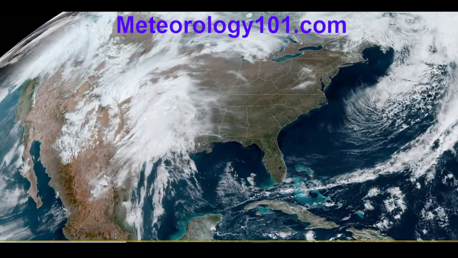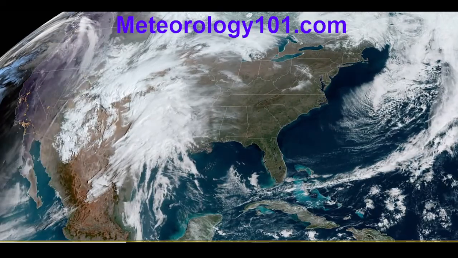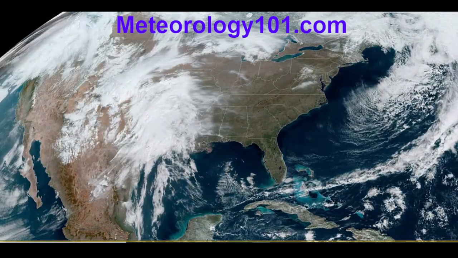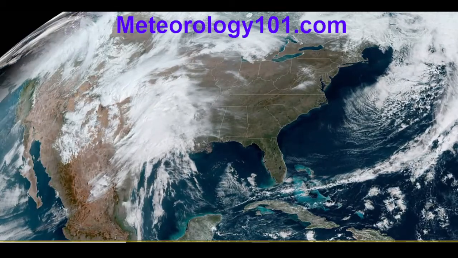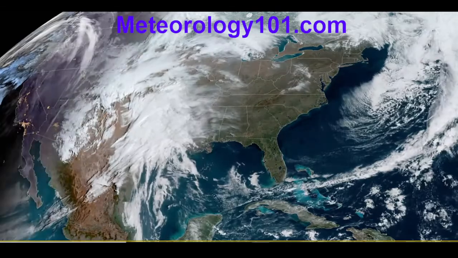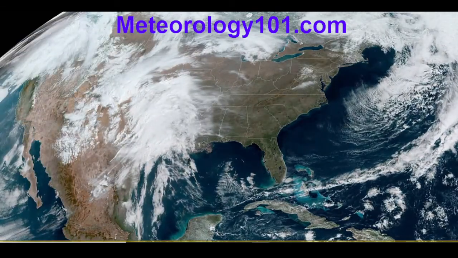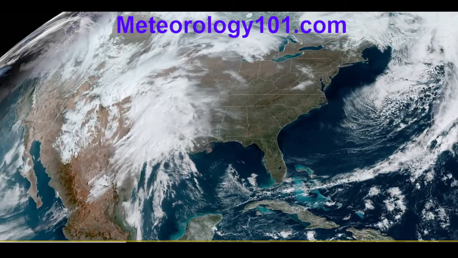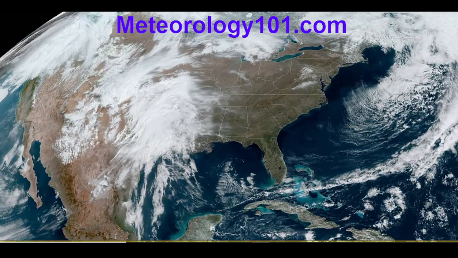In this video, we're just going to basically do a surface analysis. We're looking at satellite right now, so we're just going to go through the next few days. Looks like possible severe weather coming up. We're going to try to analyze that system a little bit and go from there.